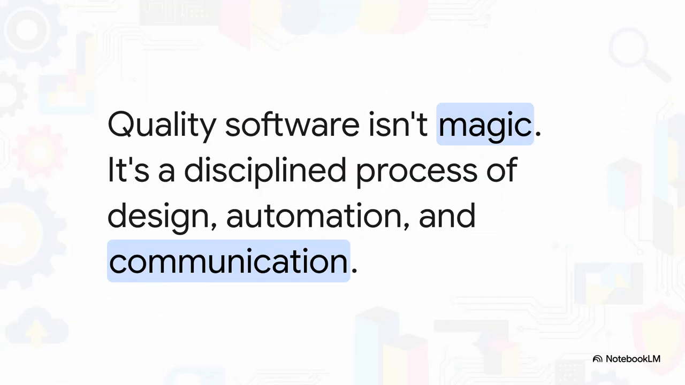So as we wrap this up, it becomes pretty clear that building amazing, reliable software isn't magic. It's not about finding some genius coder who never makes mistakes. It's all about having a disciplined process, a blueprint, that combines smart design, intelligent automation, and really, really good communication.